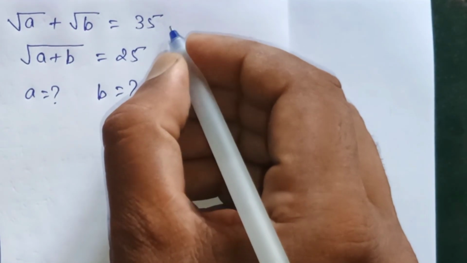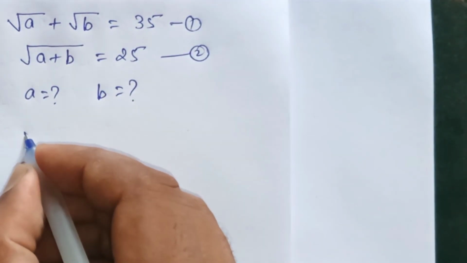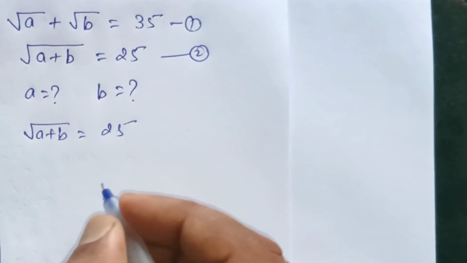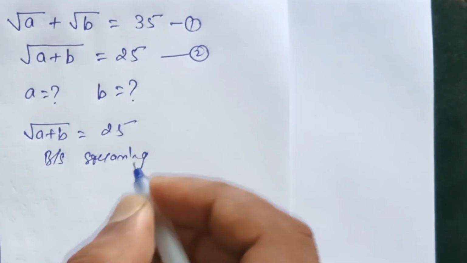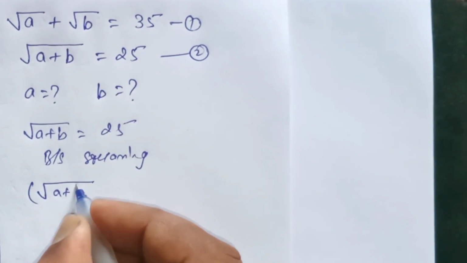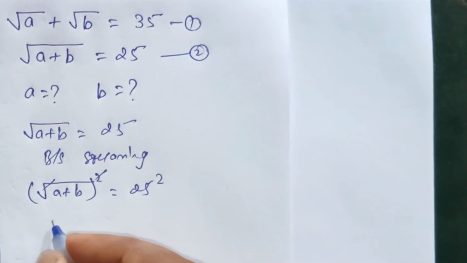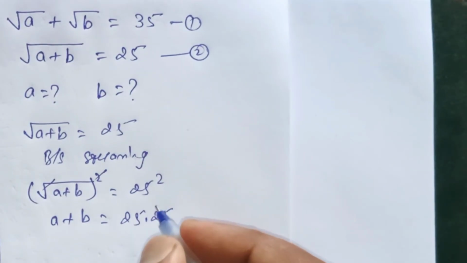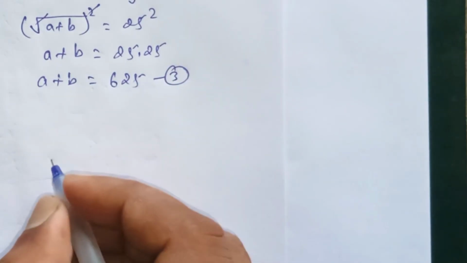First of all, this is equation number 1, and this is equation number 2. Equation number 2: root under a plus b is equal to 25. Squaring both sides: bracket open, root under a plus b, whole square is equal to 25 square. The root and square cancel, so a plus b is equal to 25 into 25, that is 625. This is equation number 3.